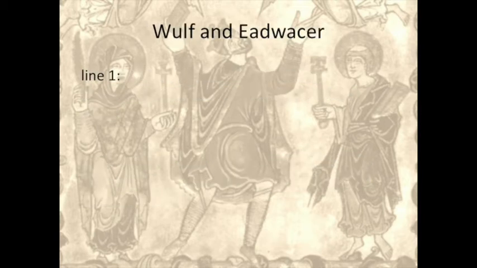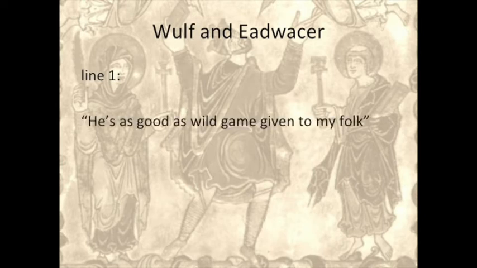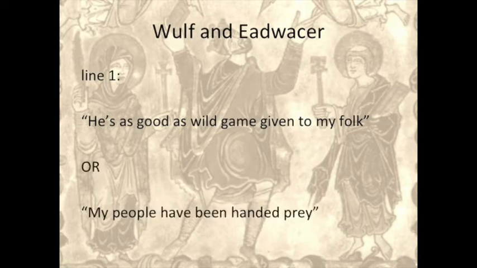So if we look at the first line of Wolf and Edwalker, for example, in the translation I provided for you online, that line reads, "He's as good as wild game given to my folk." In some other translations, the line is pretty similar, and in one other translation that I sometimes use, the first line reads, "My people have been handed prey." Now, these lines are sort of confusing to begin with. We don't know who the folk is. We don't know who the he that's being referred to in this line is. But really, if we look at the original language of the poem, we find there are even more basic difficulties.